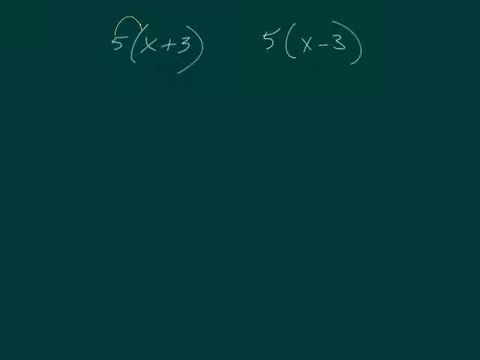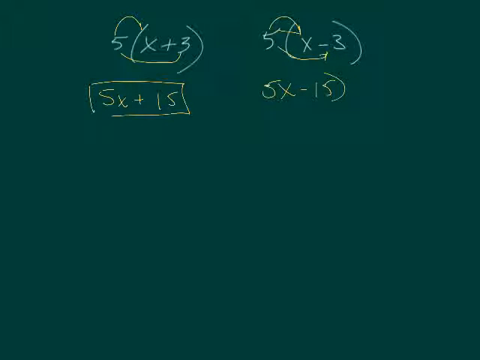When we take 5 times x, we get 5x, because when you multiply a number and a letter, you just stick the two together. You can't combine them. And then I do 5 times 3, and I get 15. And what is that 15? It's positive, so that becomes 5x plus 15. Now when I do the 5 times x here, I also get 5x. But this time, when I take 5 times negative 3, I get negative 15, because a positive times a negative is a negative. And I get that.